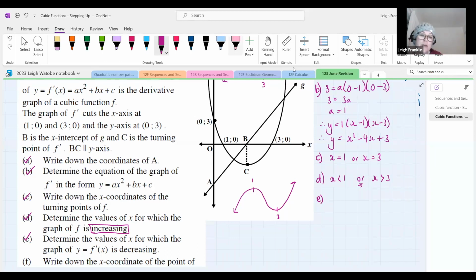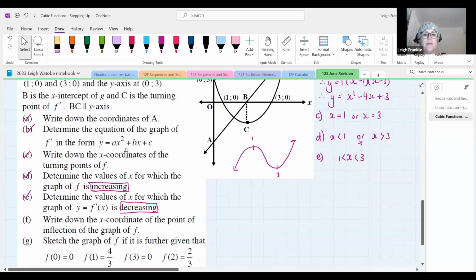Where is it decreasing? That's it, Lorato. Good job. So where x is greater than 1, but smaller than 3. Brilliant. Matrix, you are just smashing this. Okay, so we've done where it is decreasing. Now they want the x coordinate at the point of inflection.